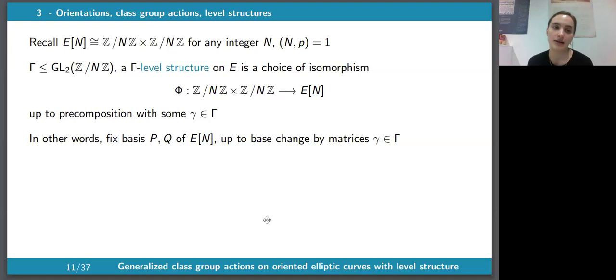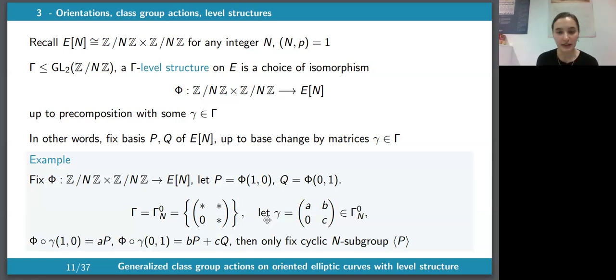If we fix a subgroup gamma of the 2x2 invertible matrices with entries in Z modulo n, then we can define a gamma level structure on an elliptic curve E as the choice of an isomorphism from Z modulo n times Z modulo n to the n-torsion subgroup of E, up to precomposing with some element of the subgroup gamma. In other words, this means fixing a basis, call it P, Q, of the n-torsion subgroup of E up to base change by some matrix in gamma.